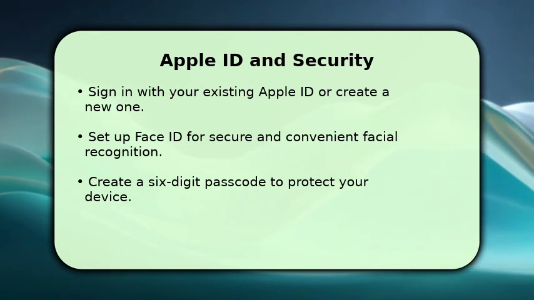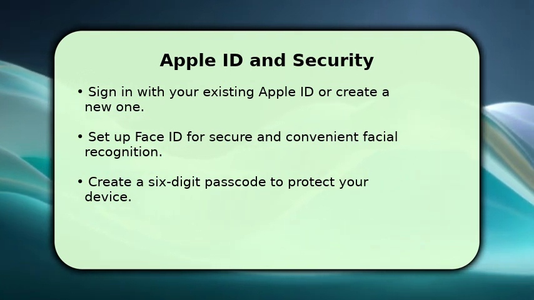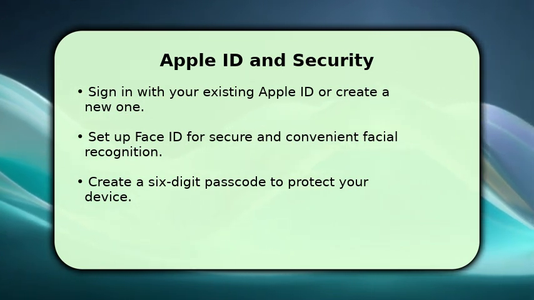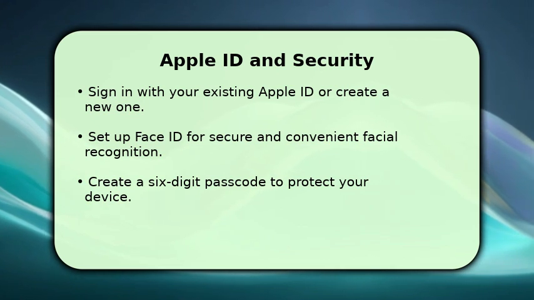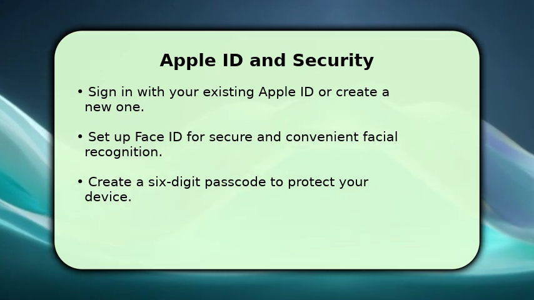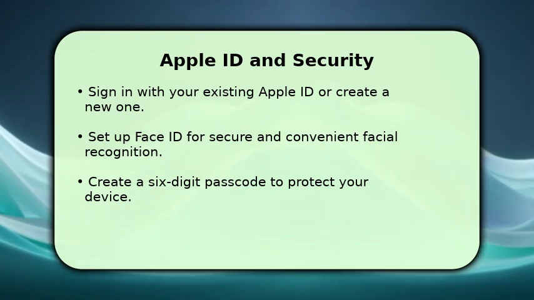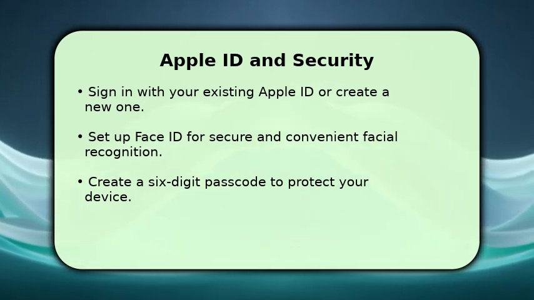Then, set up Face ID for secure facial recognition, allowing you to unlock your phone and authorize purchases with just a glance. You will also create a 6-digit passcode as a backup security measure. Finally, enable location services for apps that need your geographical position.